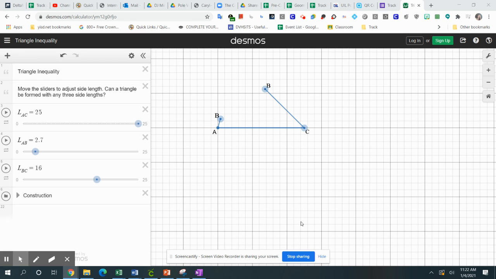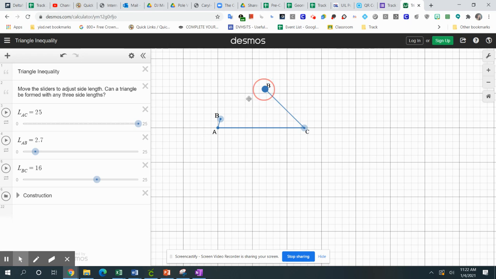All right, so the next topic that we're going to be covering is the triangle inequality theorem. So this is talking about the sides of a triangle. When you have the sides of a triangle, they cannot be any size. If you notice here, we have this short little tiny leg right here. It tells us it's 2.7. And then from B to C, they tell us is 16 units. And then from A to C is 25. So from here all the way it is 25.